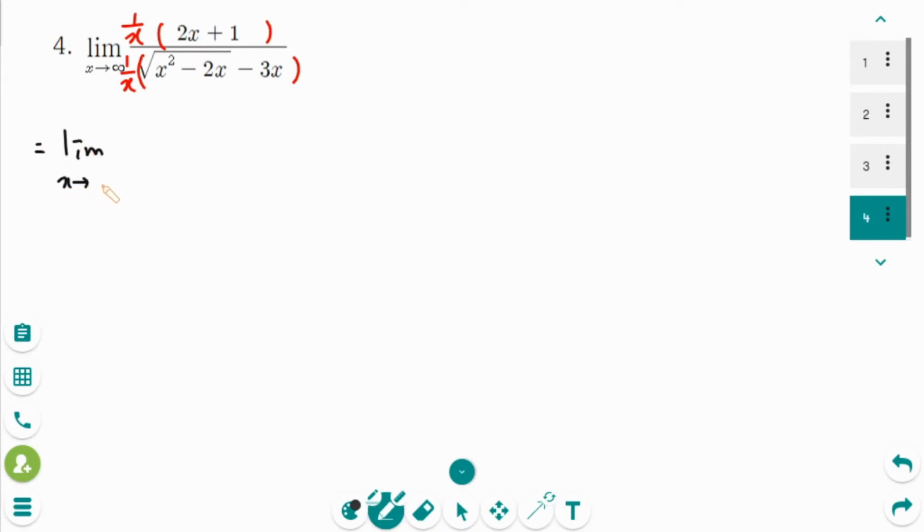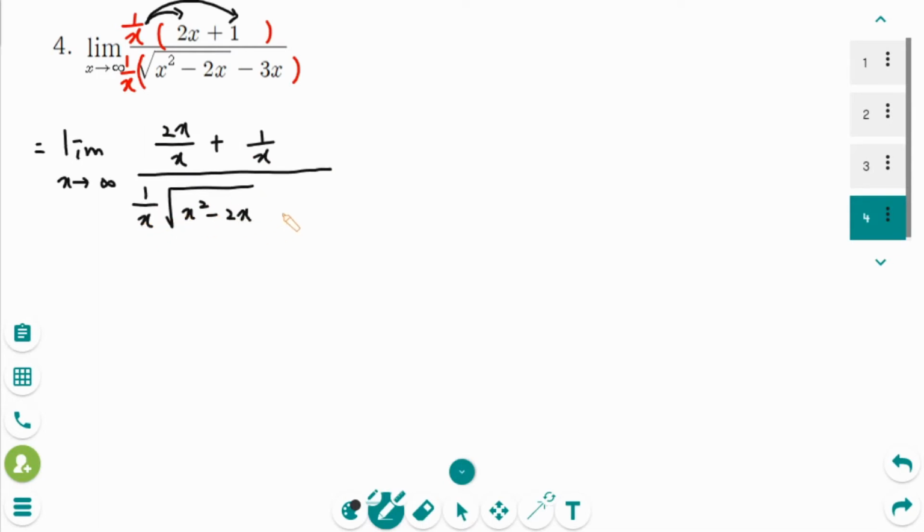And then expand. So this one is 2x over x plus 1 over x, over this one is 1 over x square root of x squared minus 2x minus, and this one is 3x over x. But do you remember this one? 1 over x is the same as square root of x squared, right?